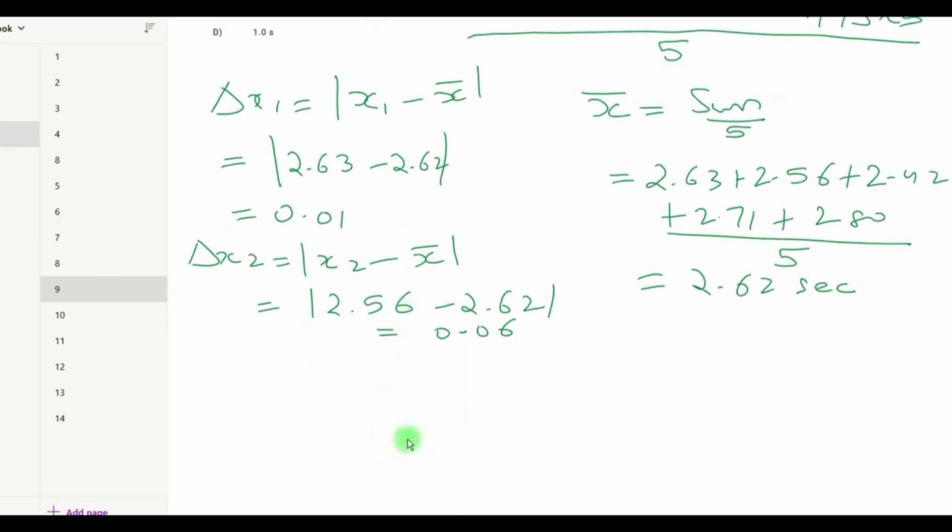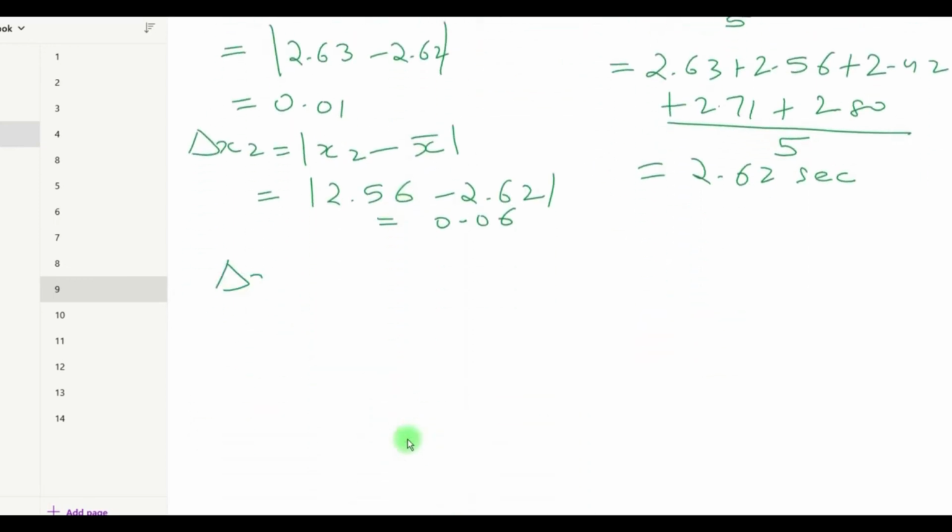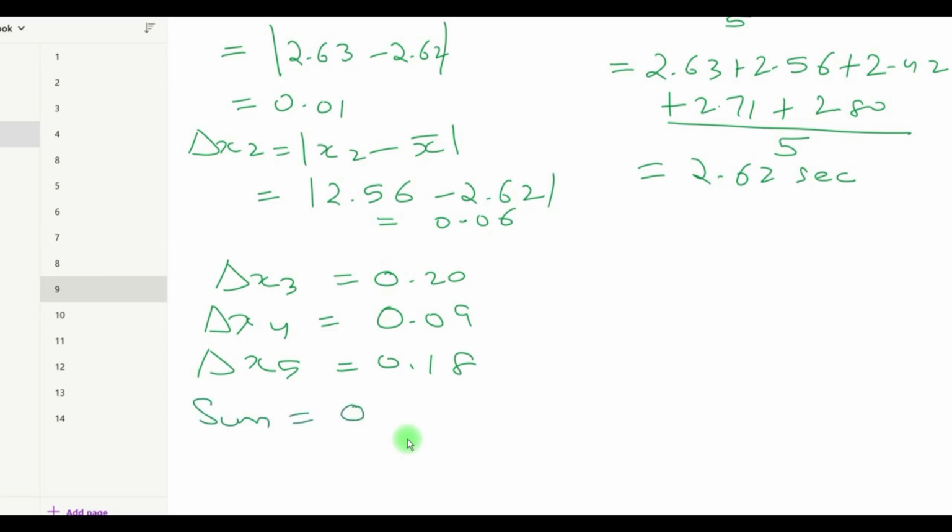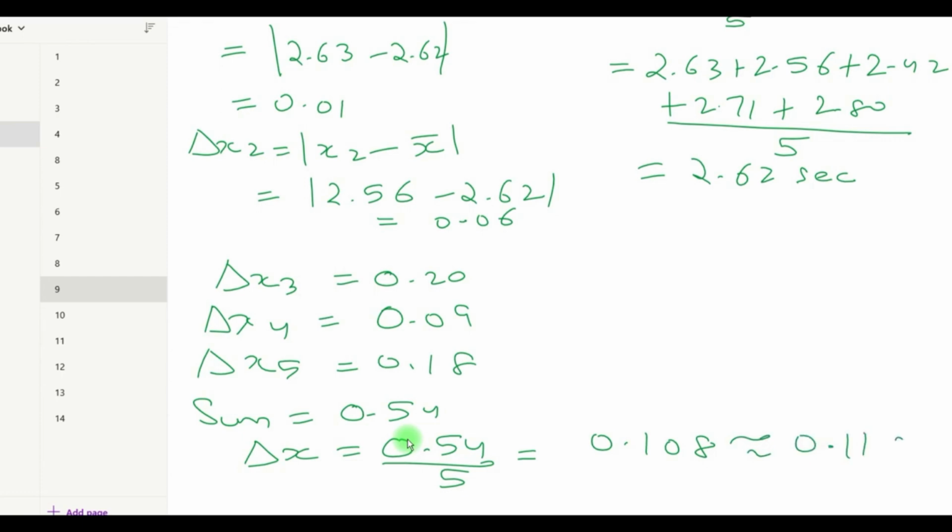Similarly, we can find out delta x3 all the way up to 5. So delta x3 can be found out as 0.0, delta x4 would give you 0.09, and delta x5 would be 0.18. Now if we add all of these values, the total sum would be equal to 0.54. So the total absolute average error will be given by this sum divided by 5. So this will be 0.108. So we can approximate that to 0.11 seconds.